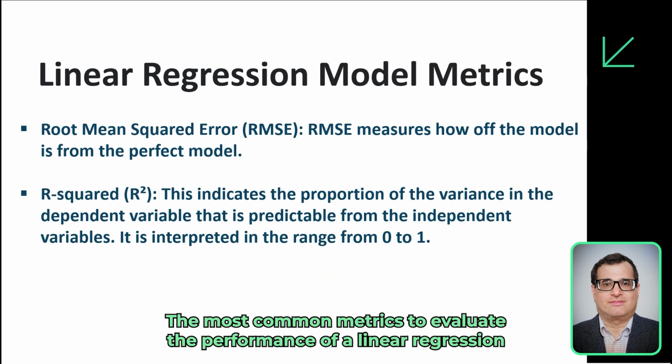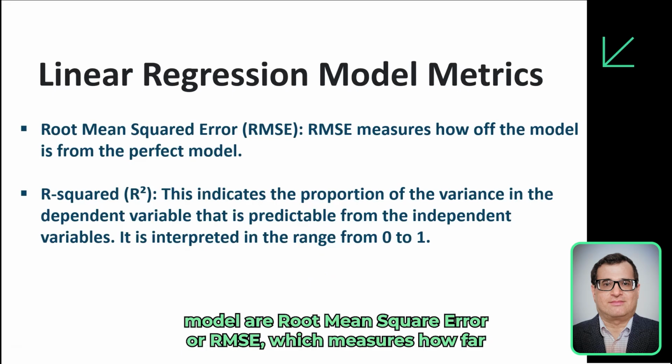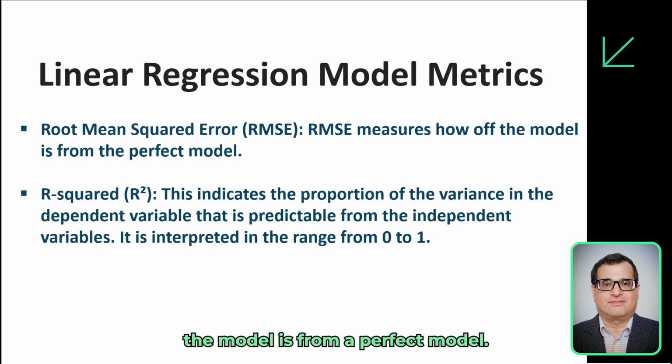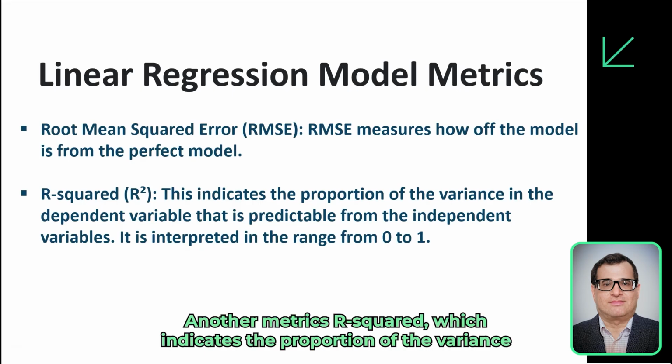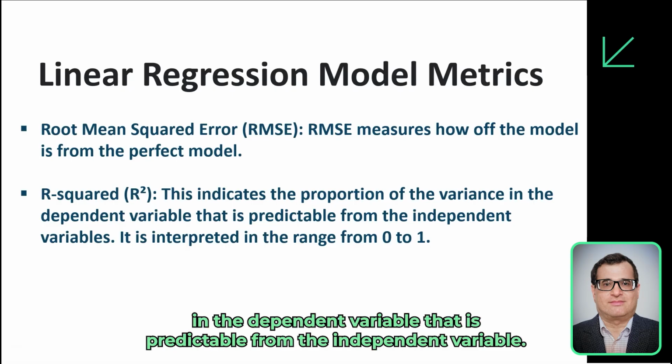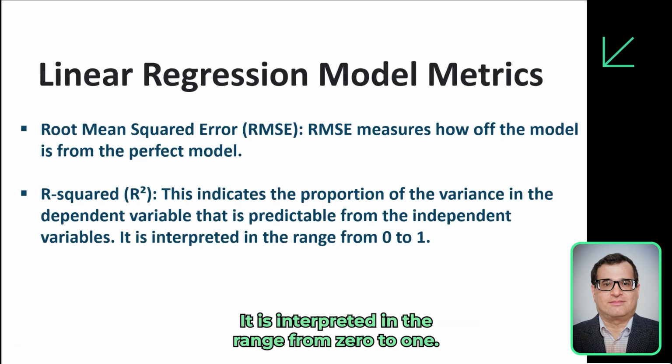The most common metrics to evaluate the performance of a linear regression model are root mean squared error, or RMSE, which measures how far the model is from a perfect model. Another metric is R-squared, which indicates the proportion of the variance in the dependent variable that is predictable from the independent variable. It is interpreted in the range from 0 to 1.